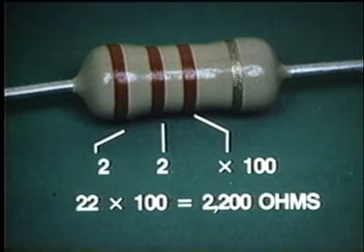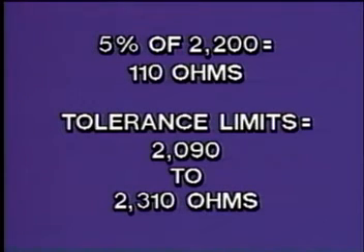Checking this measurement, the colored bands stand for 2 and 2 with a multiplier of 100, giving a total rated value of 2,200 ohms. The fourth band indicates 5% tolerance. 5% of 2,200 equals 110 ohms. Therefore, the tolerance limits are 2,090 to 2,310 ohms. The resistor is not good because the measured value of 2,000 ohms falls outside of these tolerance limits.